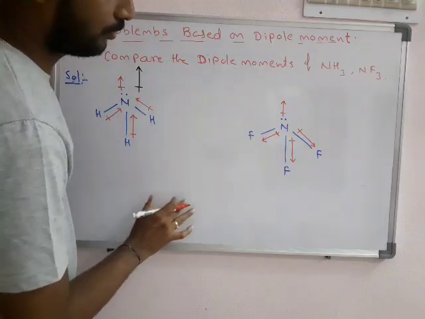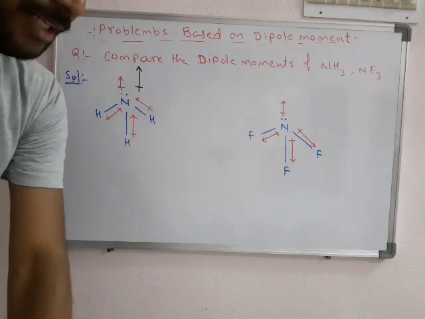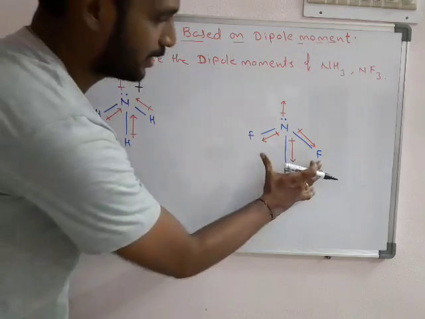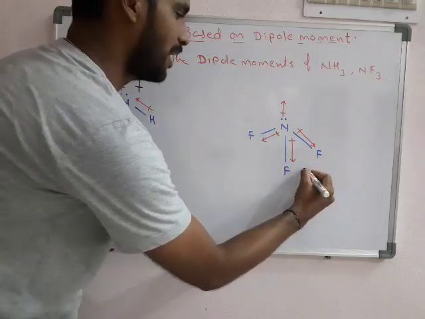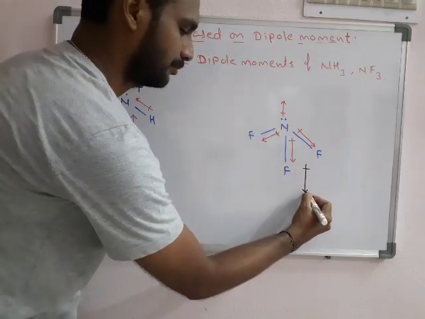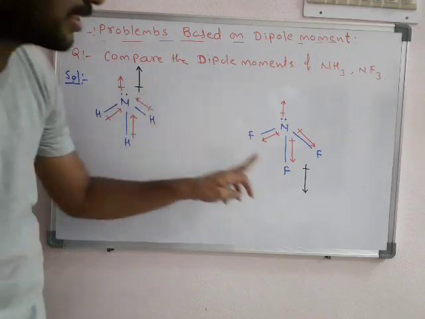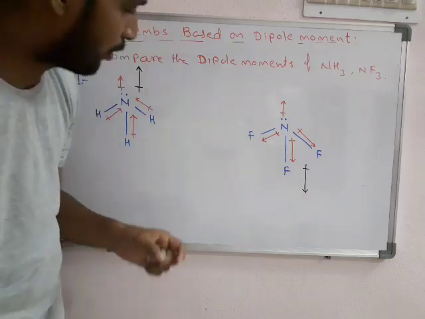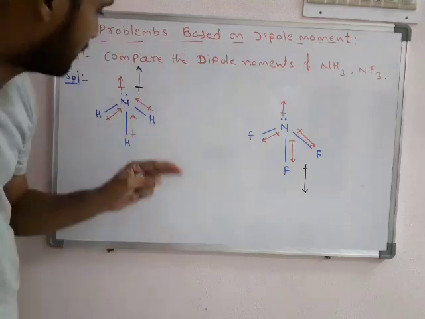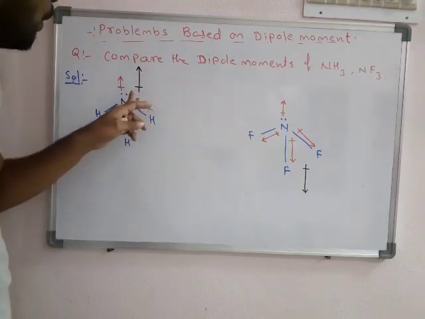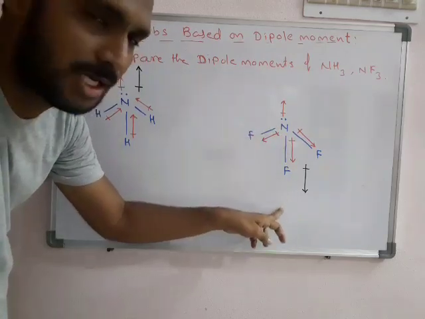Okay, now what is the final dipole moment direction? So final dipole moment direction ఎలా ఉంటుంది? Here 3 directions, 3 possibilities, ఇక్కడ only 1 possibility. So this black color one is the final dipole moment direction. So it is this direction. Okay, means in NH3 the final dipole moment is towards the lone pair, but here the final dipole moment is opposite to the lone pair.